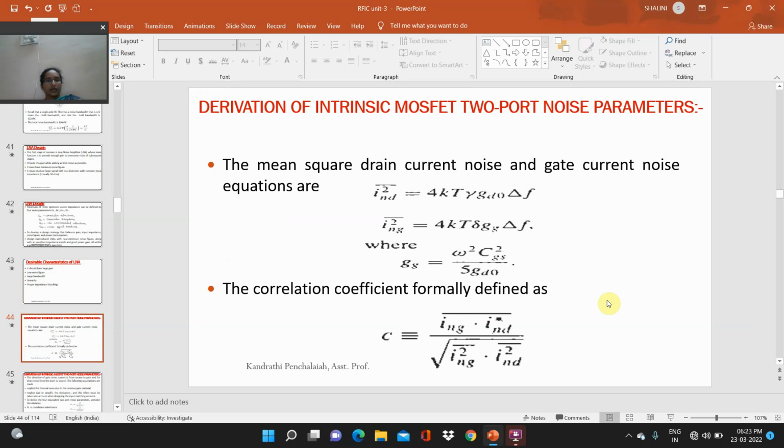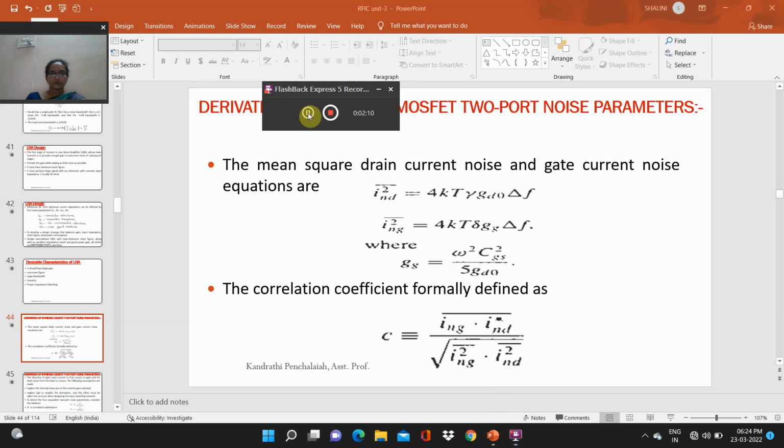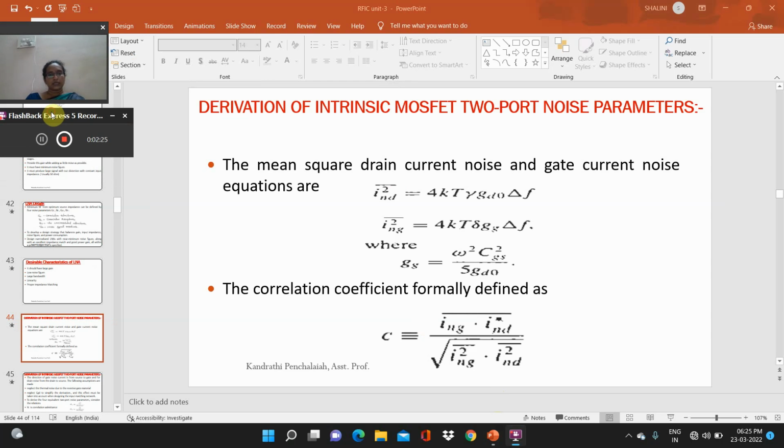Next, the mean square drain current noise and gate current noise equations are: I square Nd is equal to 4 kT gamma G D0 into delta F. I square Ng is equal to 4 kT delta Gg into delta F, where Gg is equal to omega square C square Gs by 5 G D0. The correlation coefficient is formally defined as C is equal to Ing into Ind by square root of I square Ng into I square Nd.